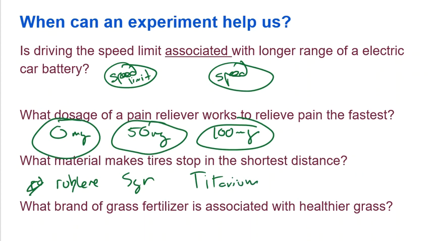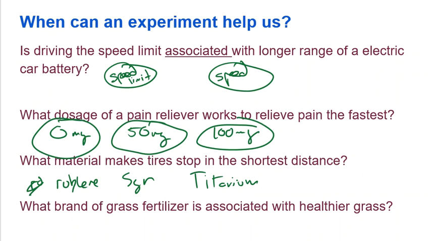But we could have 50 cars use rubber tires, 50 cars use synthetic rubber, 50 cars use this new titanium rubber, and I can see which one's going to hit the brakes and stop the fastest and the shortest. But again, that's an experiment because I can manipulate that. I can control what cars get what. That makes it an experiment.